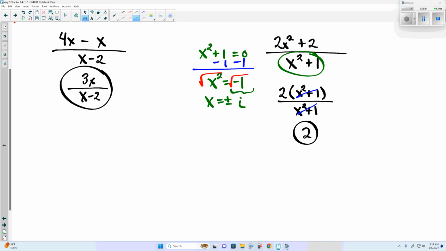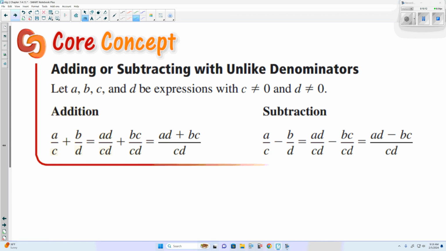So is there any value of x that would make this denominator be 0? No. So here there is no restriction, because there is no possible way to make the denominator be 0. So it's not always going to work out that there's a restriction, because there are some that just don't. Questions on this here? All right.